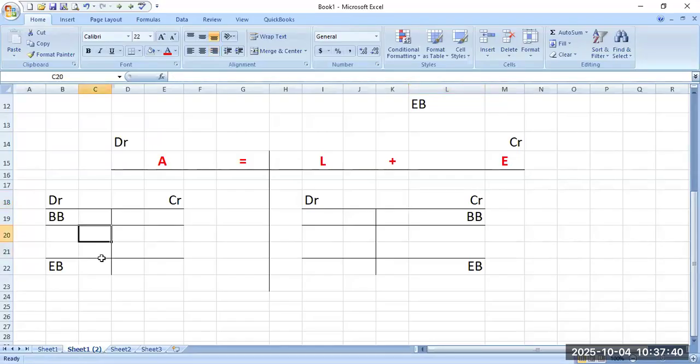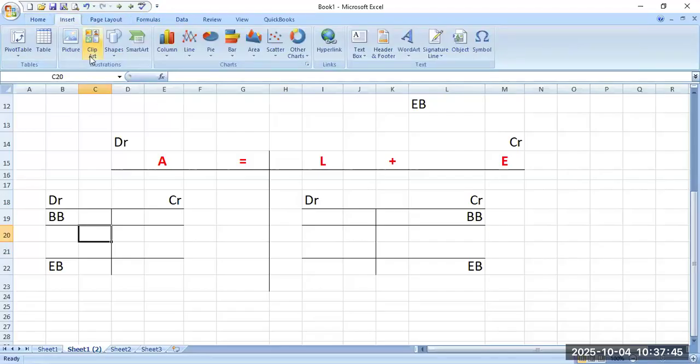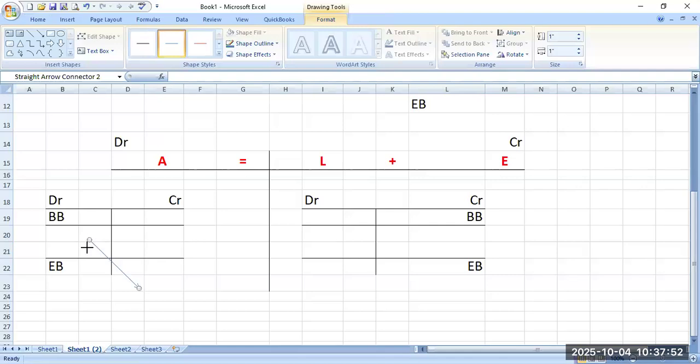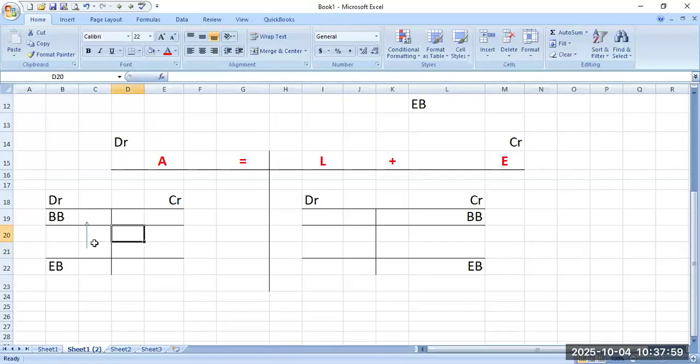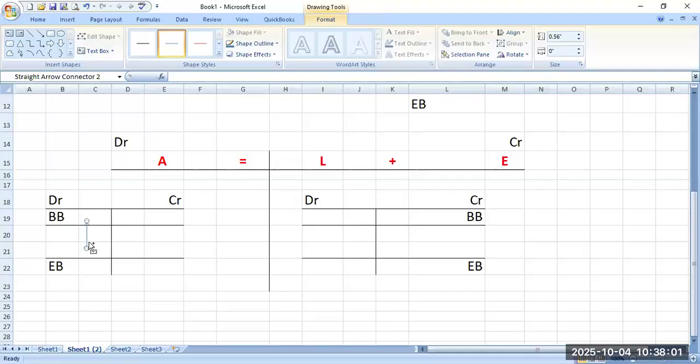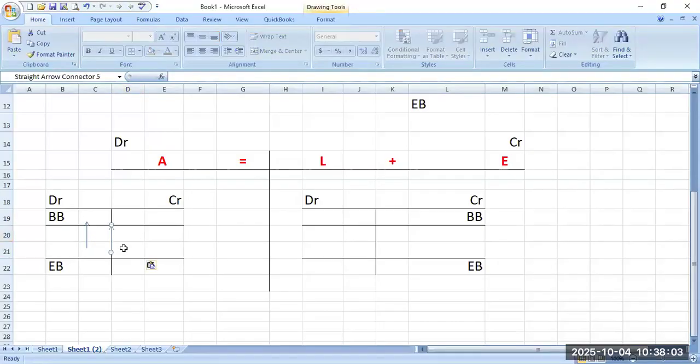Now, every time we have a debit, let's insert these shapes here. So every time we have a debit, I'm going to increase this balance up. And every time I have a credit, I'm going to decrease this balance. Let's move this one here and flip to the other side. And that's how this works.